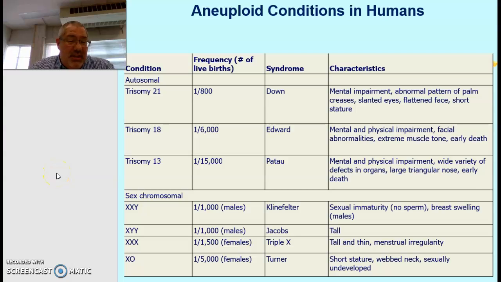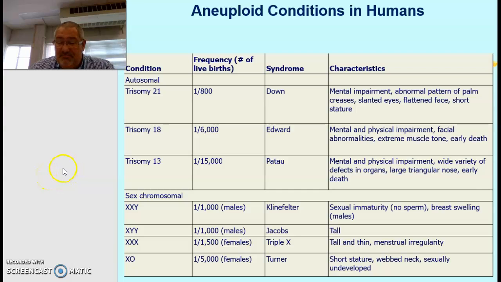There are aneuploidies that occur in sex chromosomes as well. One can inherit two X chromosomes along with a Y. That's referred to as Klinefelter syndrome, a sterile male. A male can obtain two Y's, be XYY. That's called Jacob syndrome. Usually the male is fertile in this particular aneuploidy.